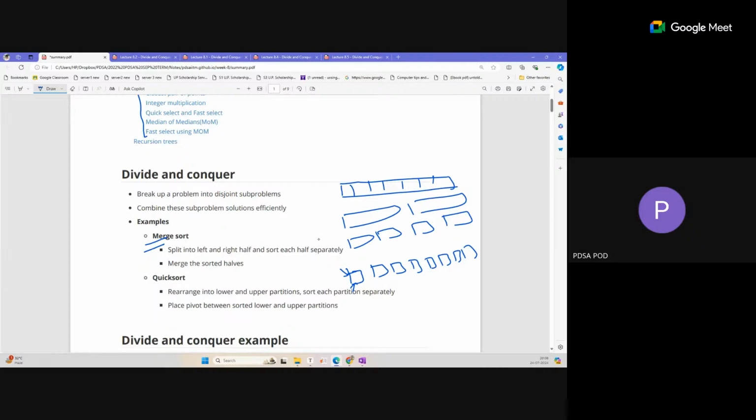So now we will start the merging process. After dividing till this level, we start the merging process.